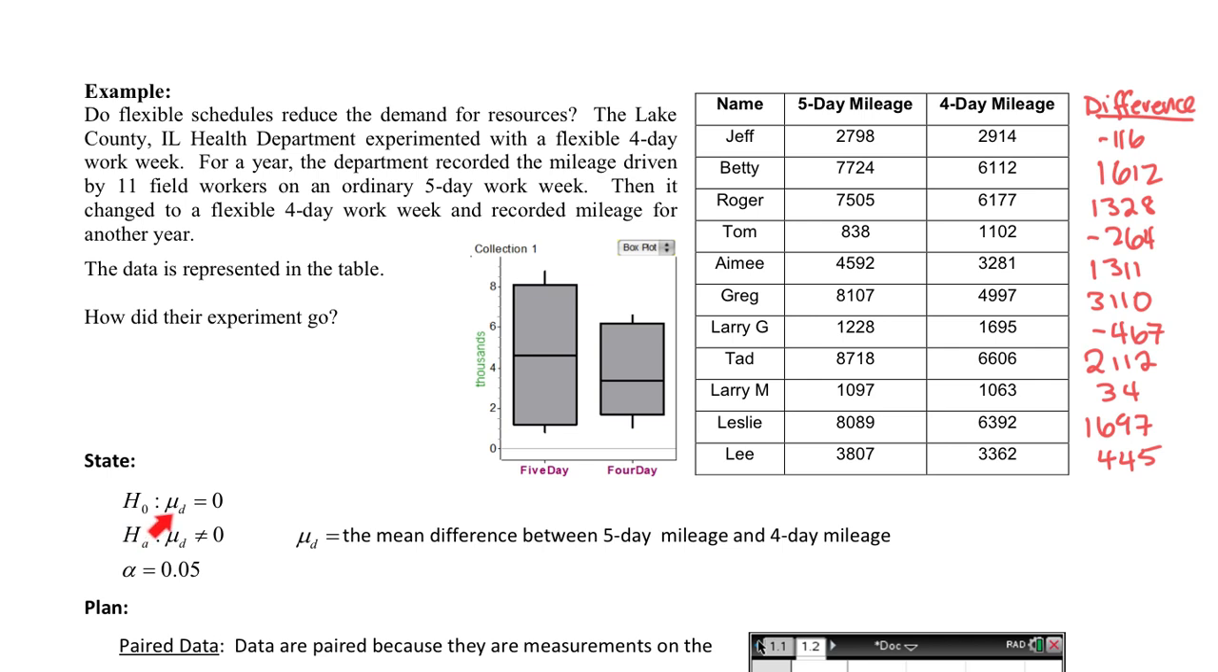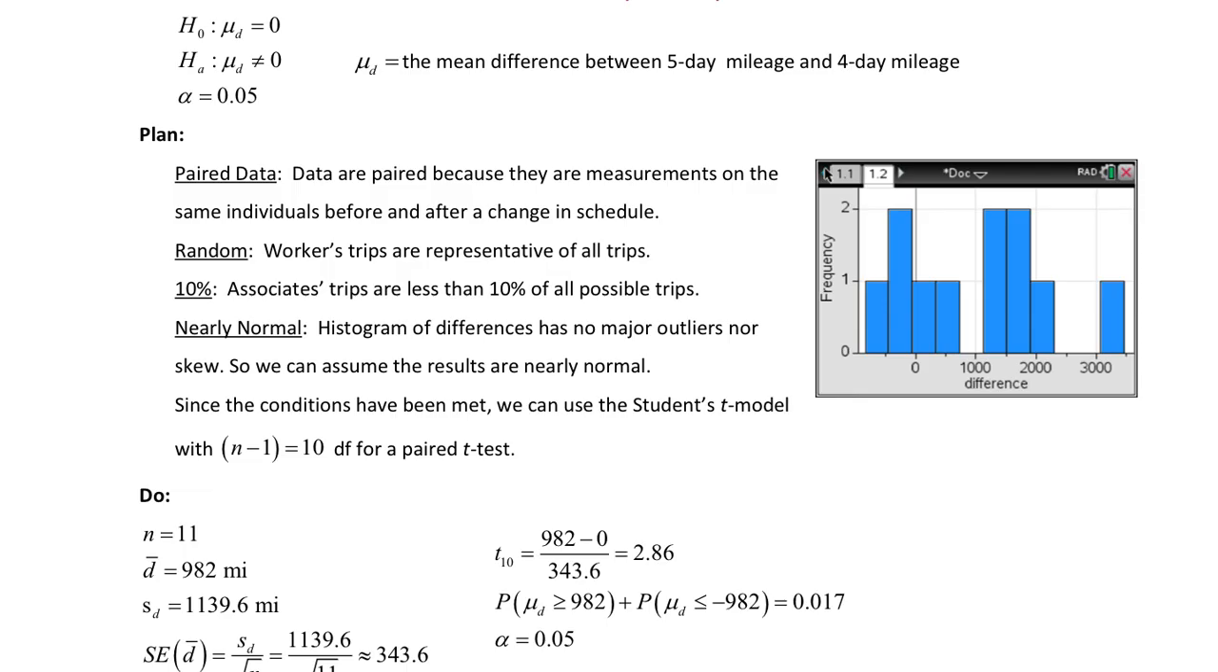When we start with our state step, the mean of our differences, we think it might be 0. Just looking at those numbers, I don't think that's 0. So we think the mean is not 0, and alpha is going to be 0.05. So mu is the mean difference between day 5 mileage and day 4 mileage. Now this next part makes a little more sense as to what they meant by paired data. We just state that our data was paired because we had two treatments on the same individuals.